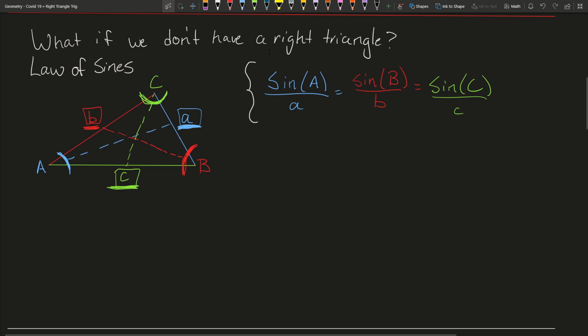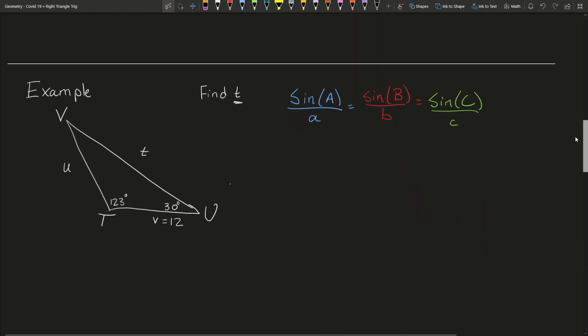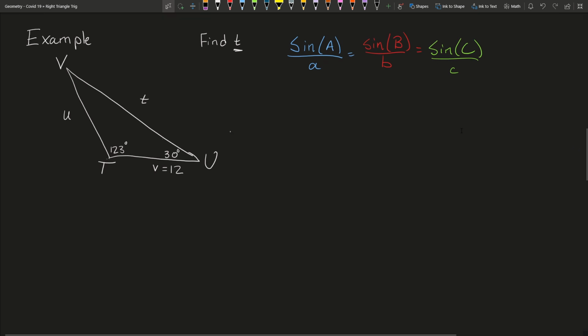All right, so let's use this in an example. Given some triangle, some figure, with two angles and a side, we need to find another side. We are given an angle of 123 degrees. That angle corresponds to the opposite side t. We are given an angle of 30 degrees, which corresponds to the opposite side u. And we are given an angle v, which corresponds to an opposite side length of 12. That's just making sure you're clear with what angle is opposite to what side.